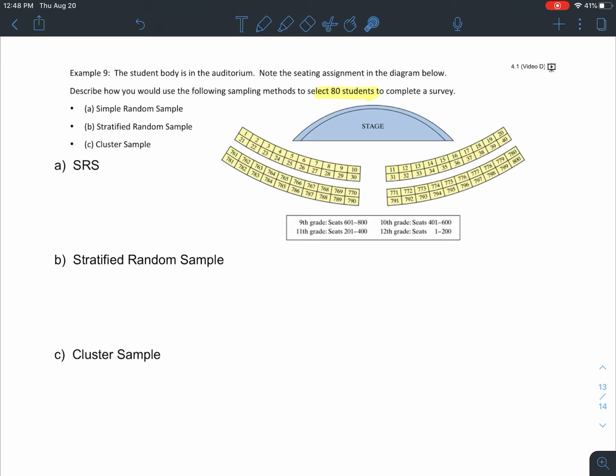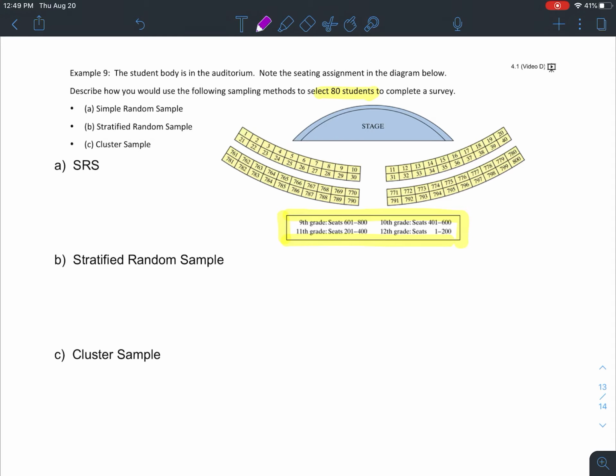Now, do take note that they didn't draw in the whole auditorium. I think they were hoping that you would see that there's a pattern here. There are 20 students that fit along these rows, but then you'll notice they skip a bunch of seats in between here, and it fills up and takes up like 800 students can fit here. Also, it's definitely worth noting down here, this little box says that the freshmen fill up seats 601 to 800. The 10th graders are 401 to 600. So we basically have 200 students in each grade here.